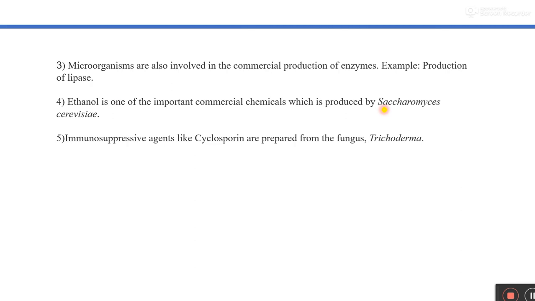Microorganisms are also responsible for the formation of immunosuppressive agents like cyclosporin, and it is produced by a fungus known as Trichoderma. Immunosuppressive agents may be given to prevent the body from forming an immune response to an organ transplant or to treat a disease that is caused by an overactive immune system, such as rheumatoid arthritis. So in various autoimmune diseases, these cyclosporins are very useful.